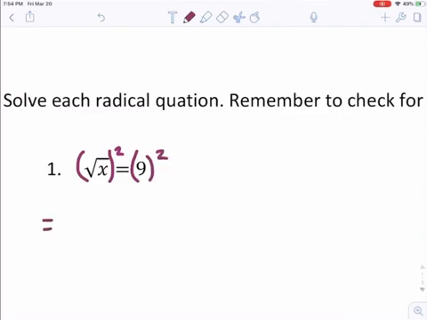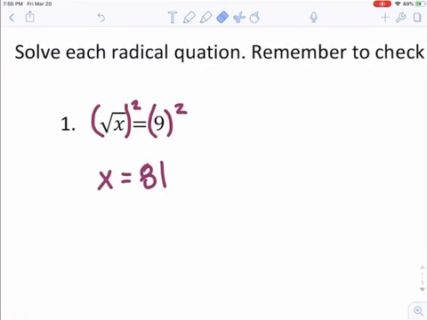Okay, so that is x, right? Because the square root of x times the square root of x is just x. If you raise a radical to the same power, it's just going to cancel out that radical and you're going to be left with what's inside. It doesn't matter what power it is. So if this was like the fifth root, and I raised it to the 5th power, that would make the radical go away. Okay, so x equals 81.